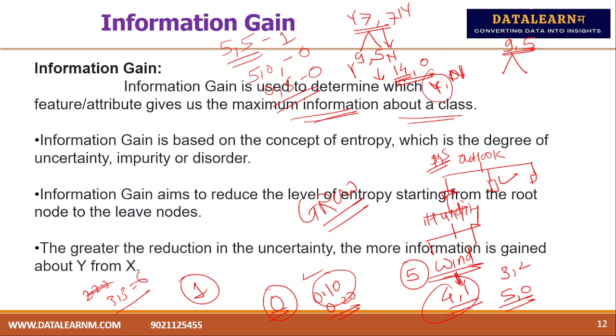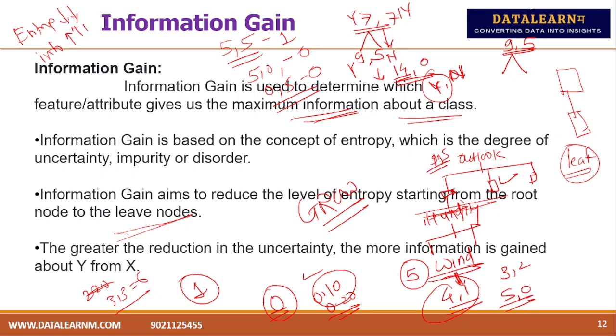Information gain aims to reduce the level of entropy from the root node to the leaf node. From root to leaf, impurity will get reduced and information gain will be increased. Information gain is telling about a class. So entropy and information gain are vice versa. Entropy is reducing, information gain is increasing. Okay, this is how it will work.